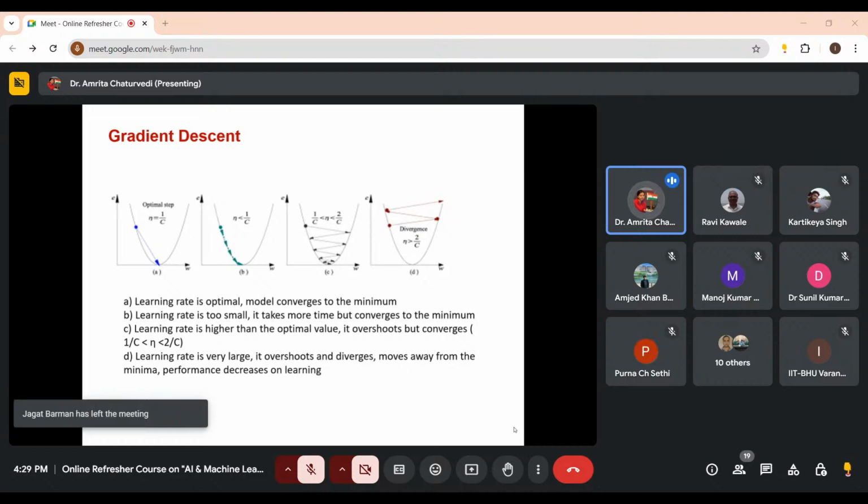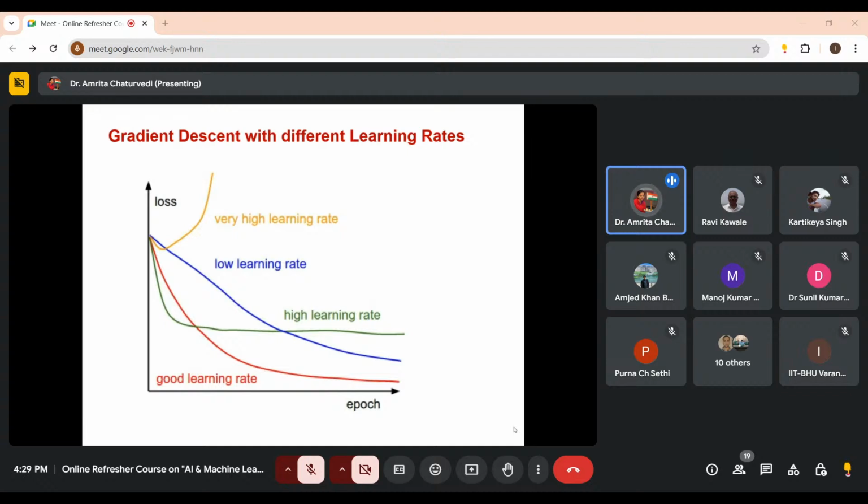But as you can see in figure D, if the learning rate is very large, that is eta is larger than even 2 times the optimal value, that is 2 by C, then it overshoots and diverges and moves away from the minima as you keep on performing the learning, right? So the learning rate should not be kept too large in the case of gradient descent.